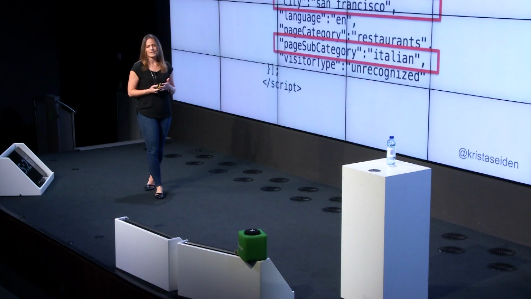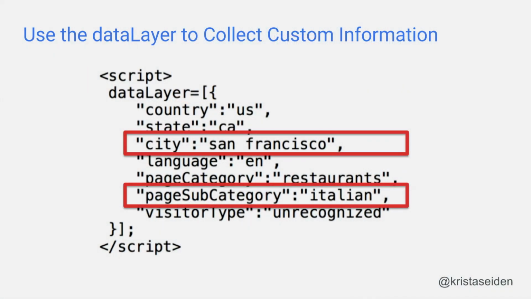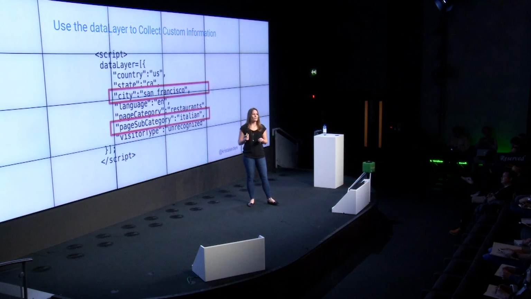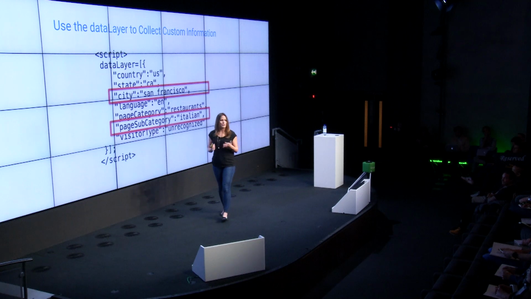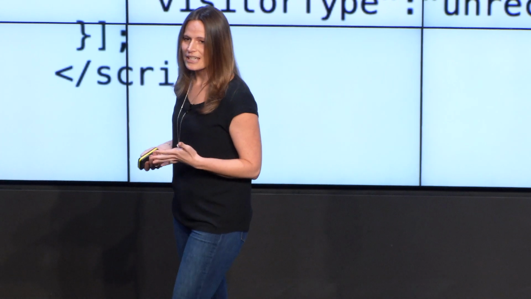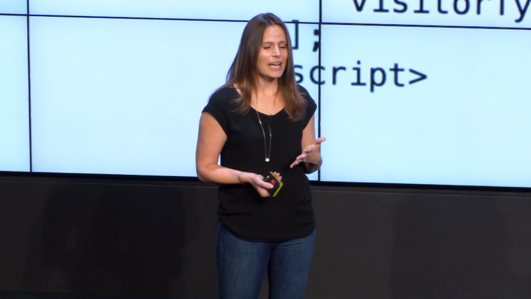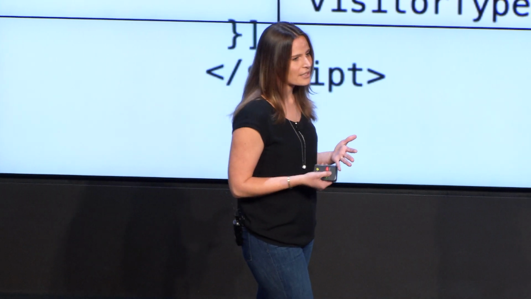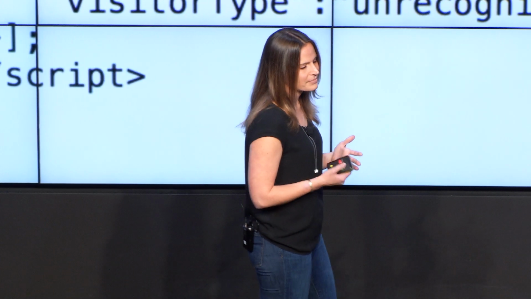That's where the data layer comes in. I can add a couple of variables here. So the first I've added is city. And in this case, it's going to be San Francisco. And another I've added is page subcategory for Italian. And I'm going to send this as a custom dimension to Google Analytics. And that way, when I, as the analyst, go into Google Analytics and I'm doing a page analysis, I can add a secondary dimension with that custom dimension and have a lot more insight into the types of restaurants that are interesting in what cities to what users. So this can be really, really powerful as an analyst.